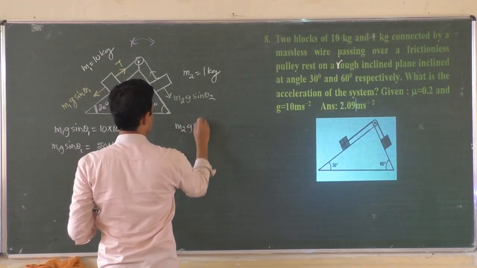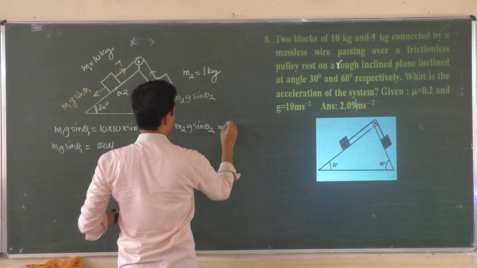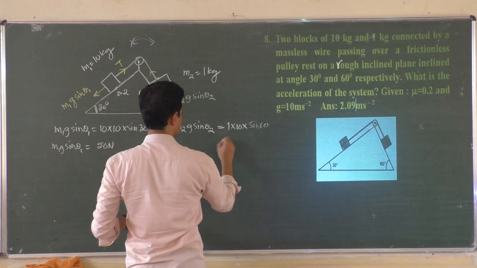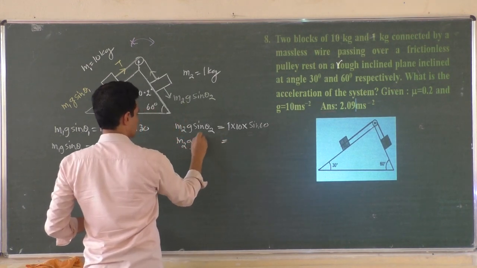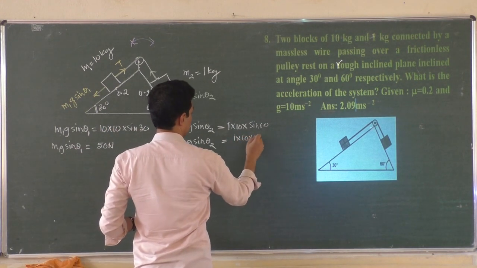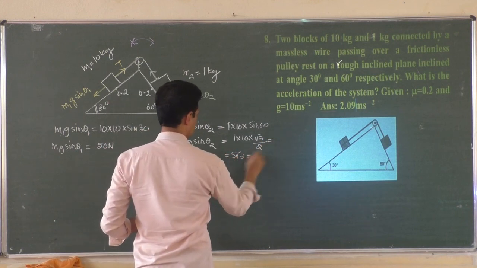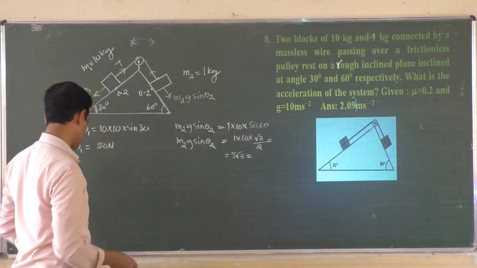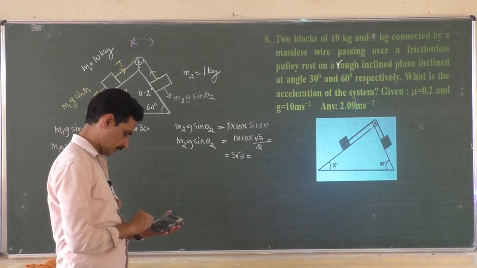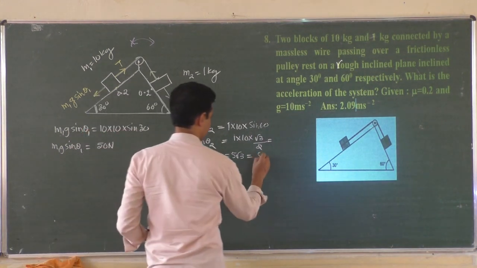m2g sin theta 2. This is another force which pulls it in the opposite direction. ಉಲ್ಟಾ ಎಳಿತಾ ಇದೆ ಅದು. So that is equal to m2g sin theta 2, sin 60. m2 is 1, 10 root 3 by 2. So that is equal to 5 root 3. 5 root 3 is 1.732 into 5, ಮಾಡ್ಕೋಬಹುದು, or we will check it. Just fast ಮಾಡೋಣ. 1.732 into 5, that is equal to 8.66 Newton.